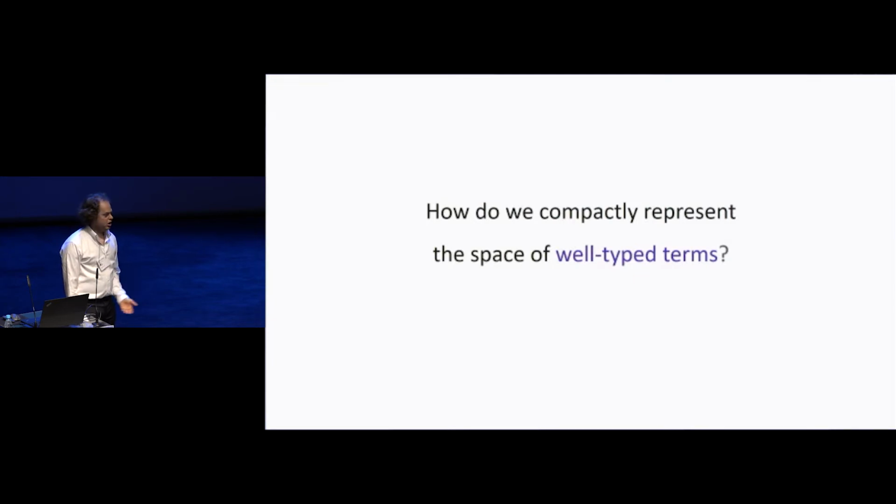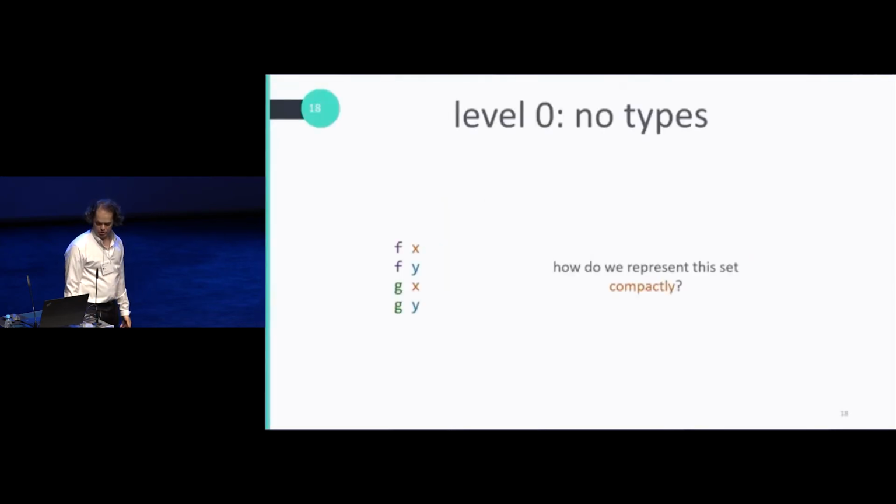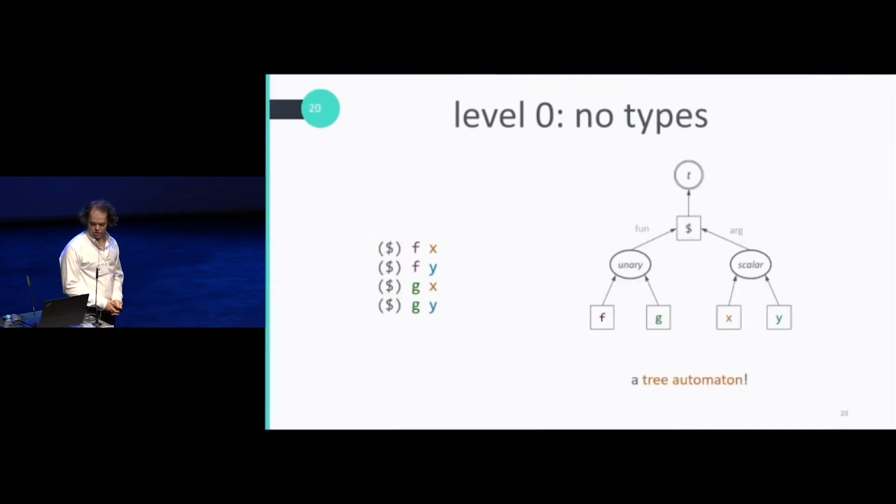So let's go back to the domain of type-safe programs. Here I have 4 programs, and I'm going to introduce you to turning these into trees. Another way of doing it, which we'll be building on, is tree automata. So what is a tree automaton?